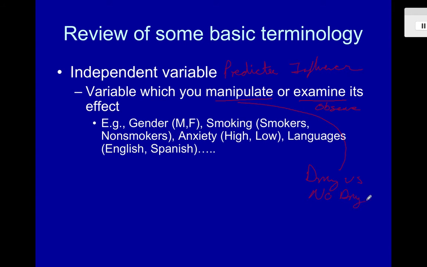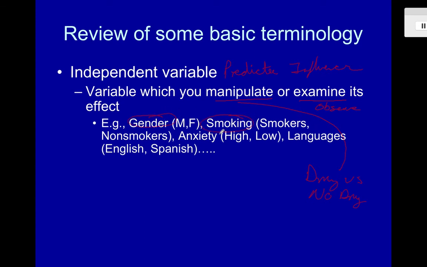So I can give an individual a drug treatment versus not giving them the drug. I am in control of that independent variable. Now, in other cases, I am not in direct control of that independent variable, but I still want to examine its effect on the dependent variable. That's where we have things such as gender, smoking.